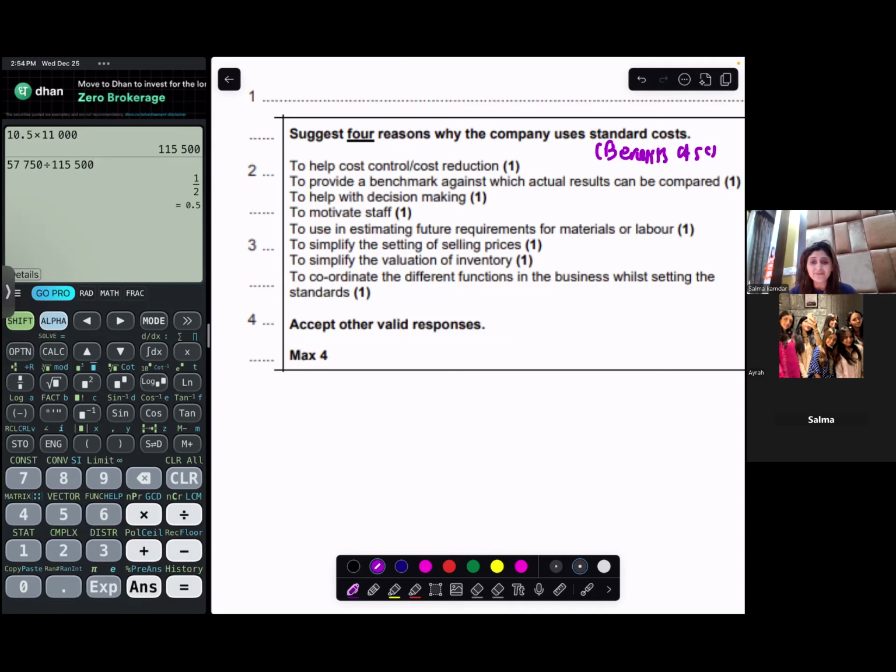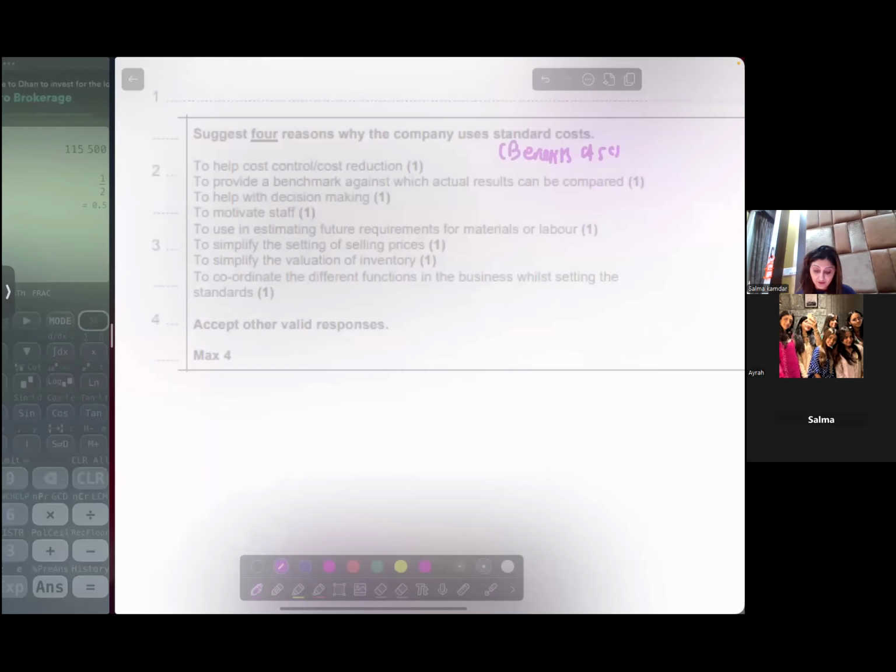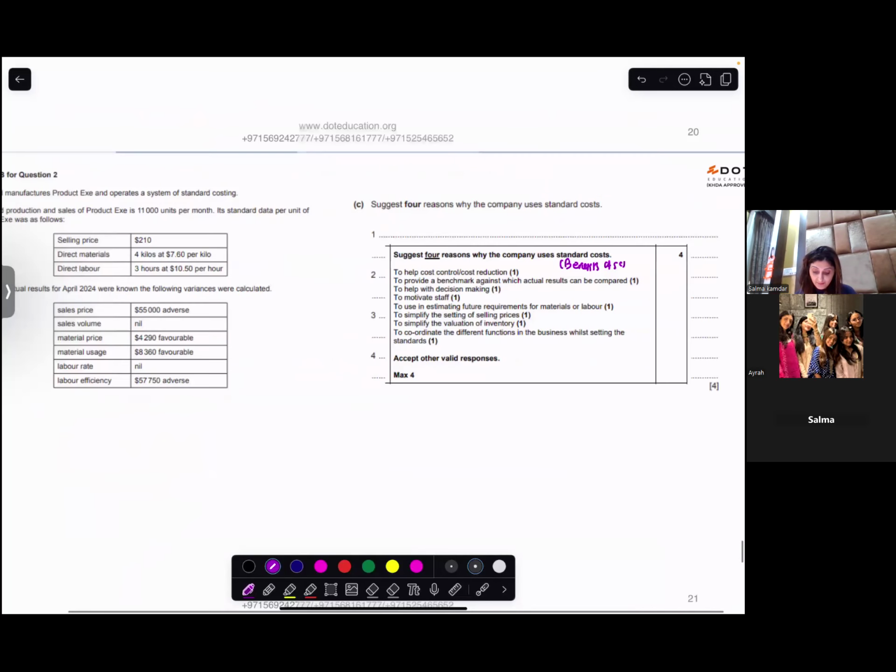Four reasons. Okay. What is the disadvantage of standard costing? It's time consuming, it's expensive, and it limits creativity. Because it's strict budgets, it's not accurate also, no? Come on, next one.